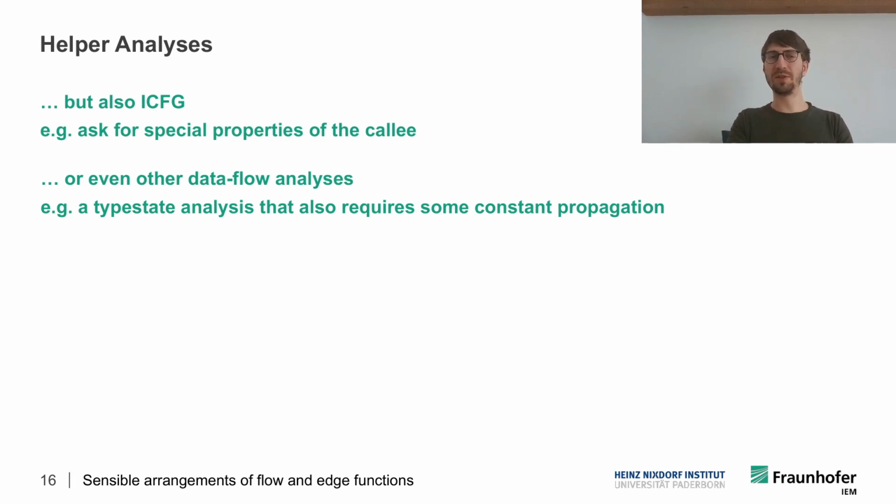And what you could also do is have other data flow analyses, like sub-analyses, that run as a helper analysis for your own analysis. For example, a typestate analysis might require some constant propagation. So you would run a constant propagation as a sub-analysis to reveal some possible constant values, and then continue your typestate analysis propagation. The interaction of multiple data flow analyses is also a very exciting topic that you will learn more about in DECA 2. So stay tuned for DECA 2.